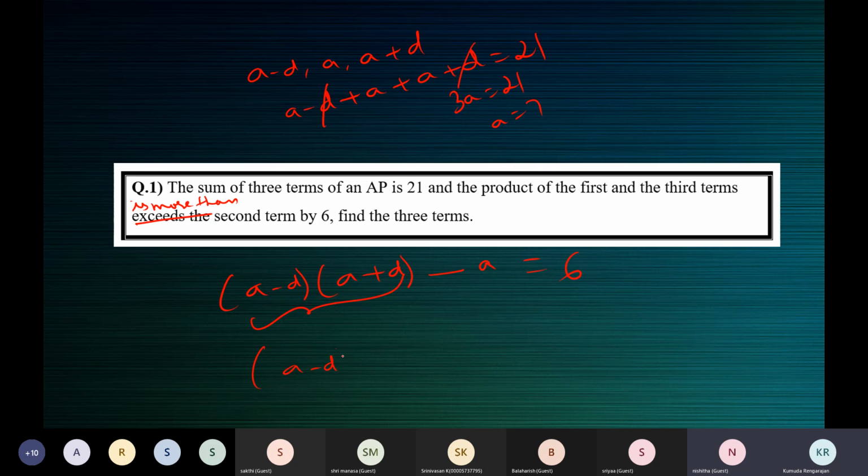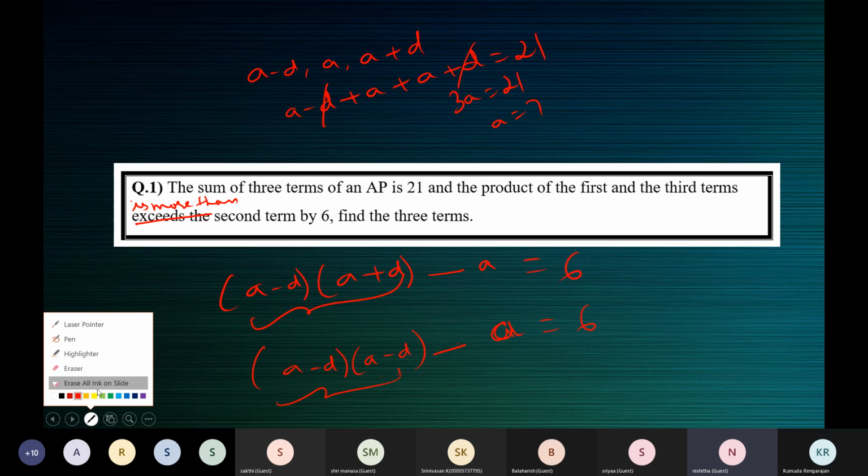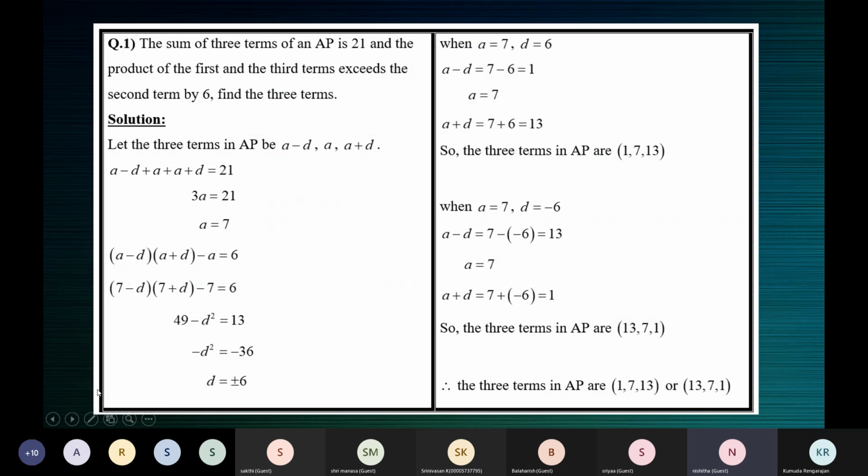A minus D into A plus D is the product. This product is more than the second term by 6. That means the difference between this one and the second term is 6. So this minus the second term A is equal to 6. Working it out, you should be able to find the value or values of D, and hence find the three terms. Please go through the answer and then start working.